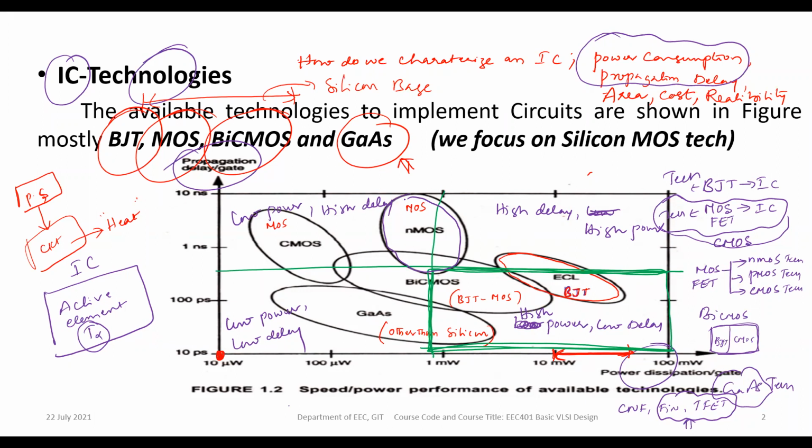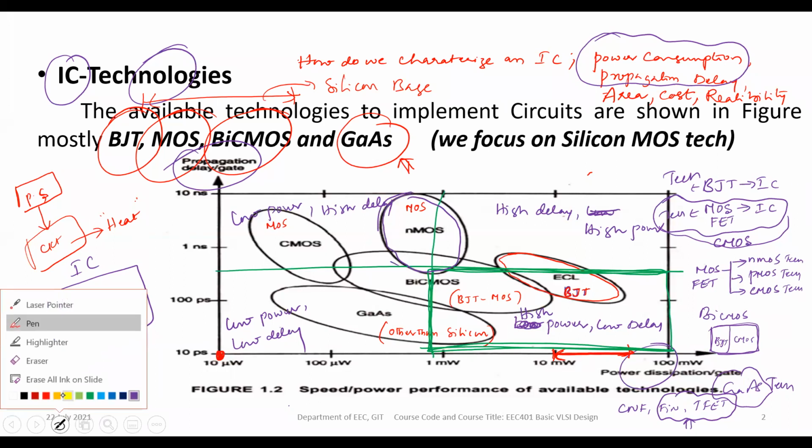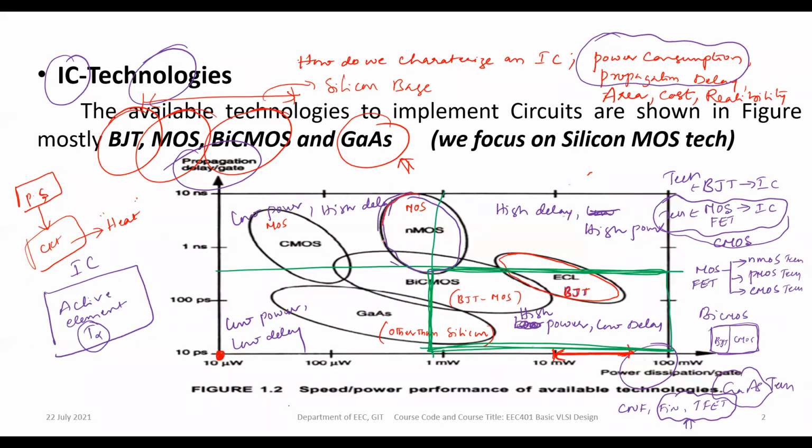In fact, they first realized the CMOS technology, then they came to the PMOS and then the NMOS. But for simplicity, I'm writing NMOS technology first. In this NMOS technology, they realized the ICs with the help of NMOS transistors.